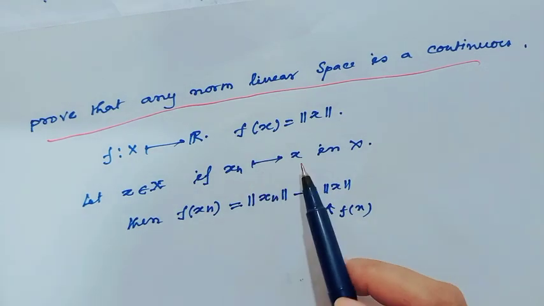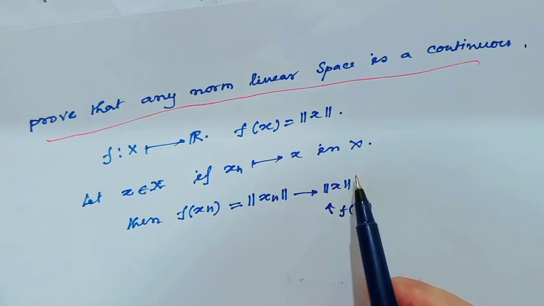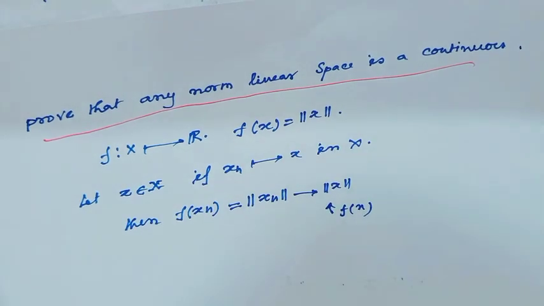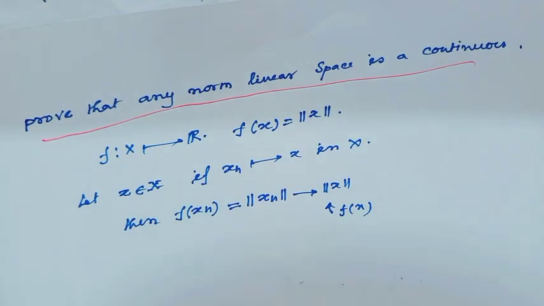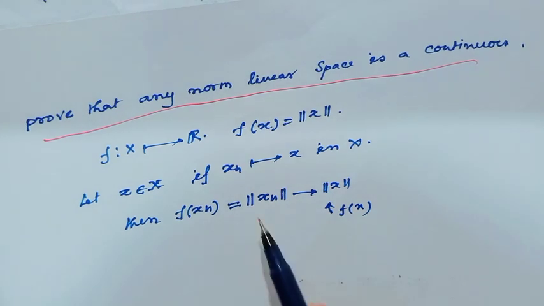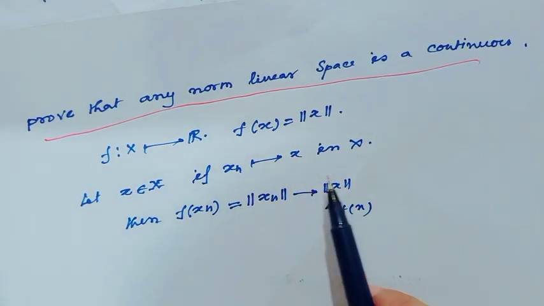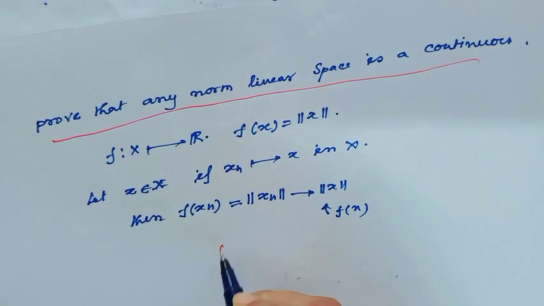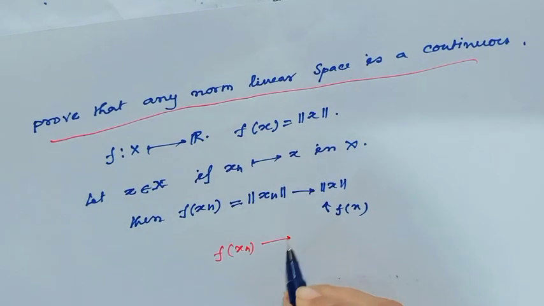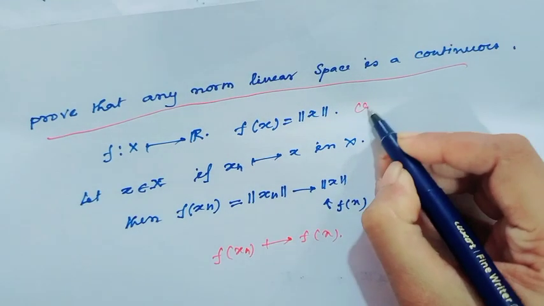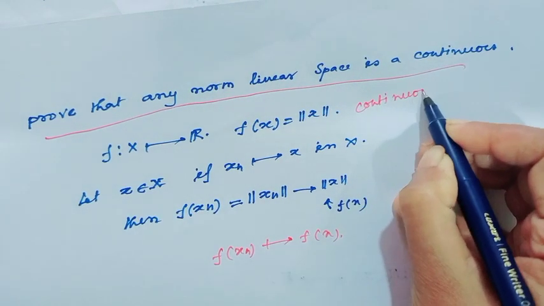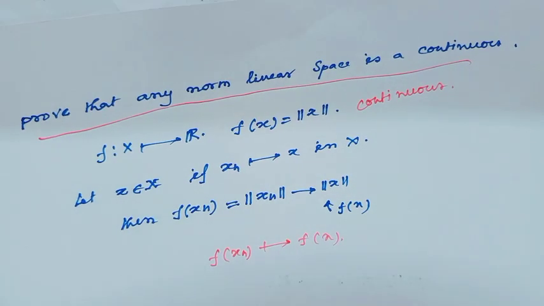And since xn converges to x in X, that means norm of xn always converges to norm of x. And norm of x is nothing but f of x. Therefore, I have got xn converges to x implies f of xn converges to f of x. So, our given function is a continuous function. I hope all my viewers have understood how we have to prove this type of question.